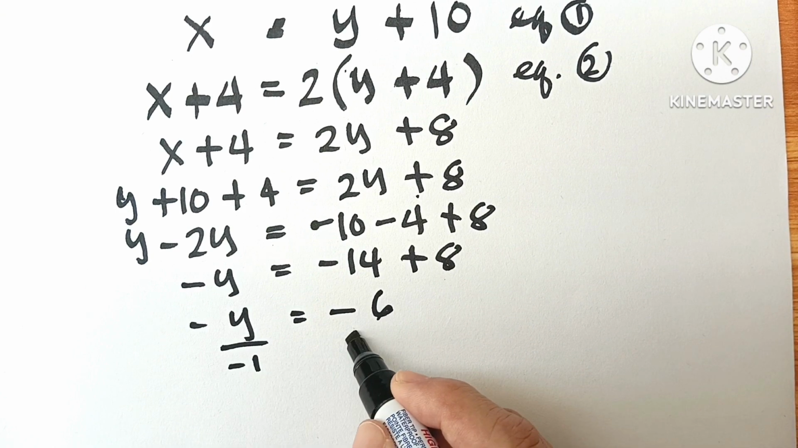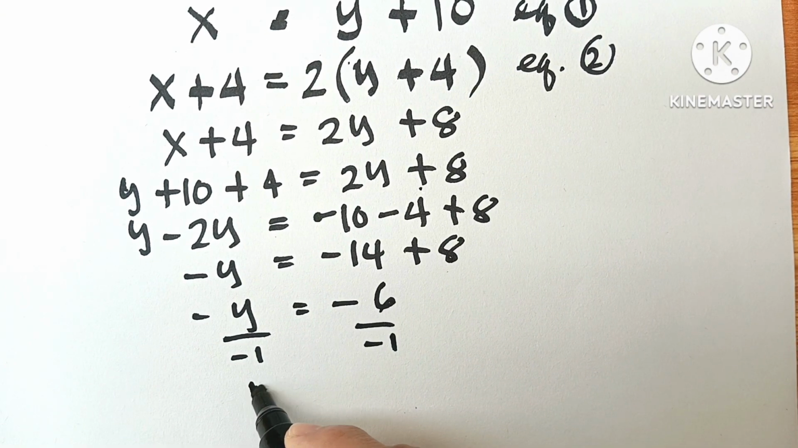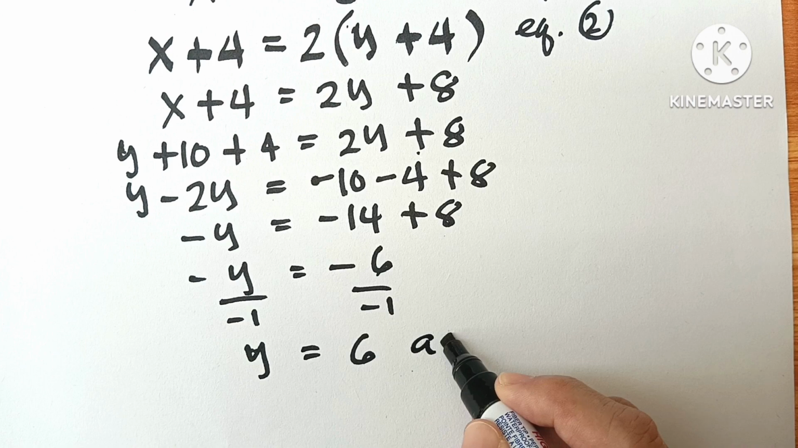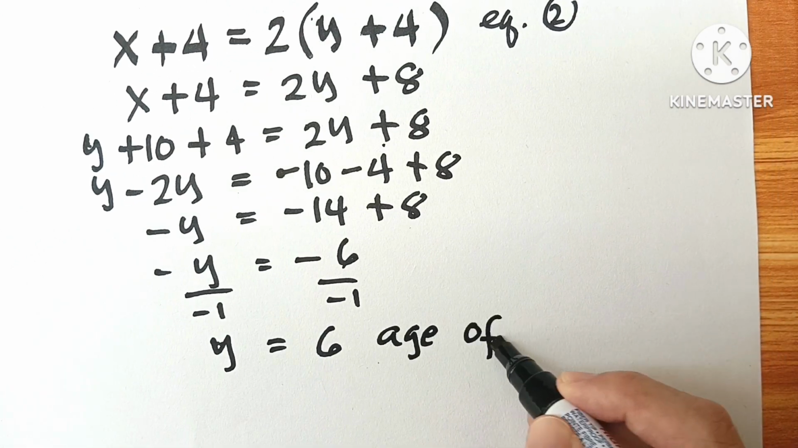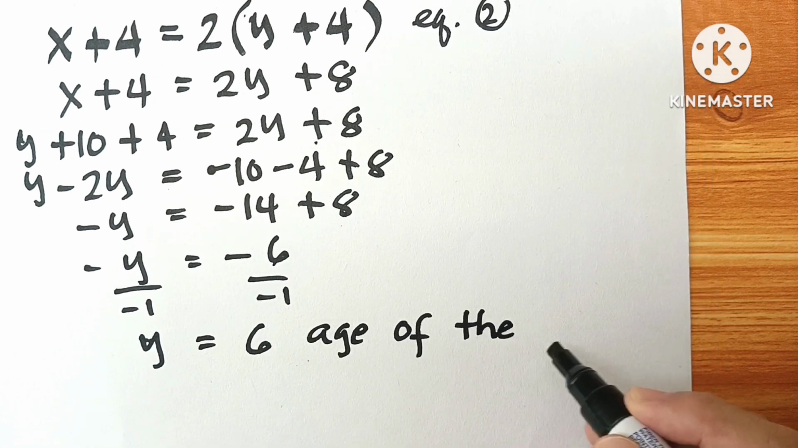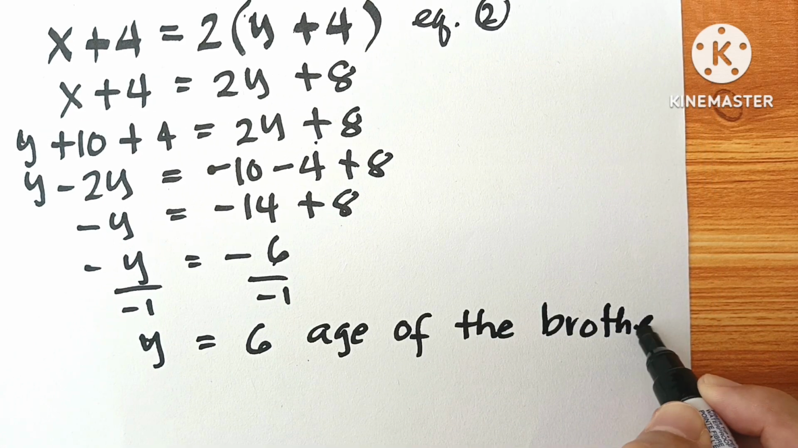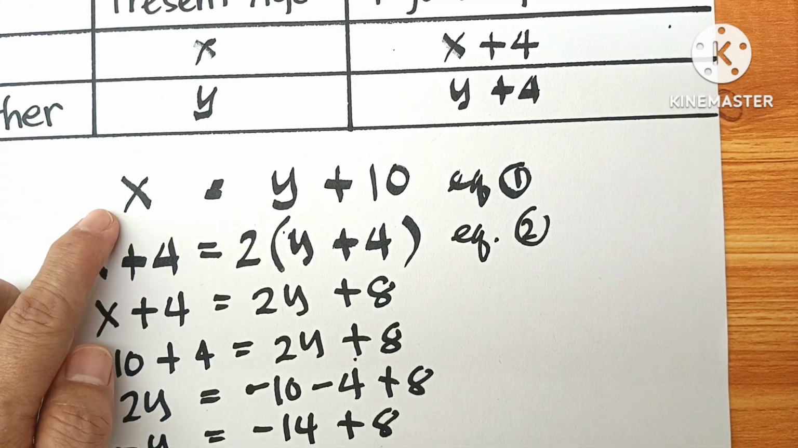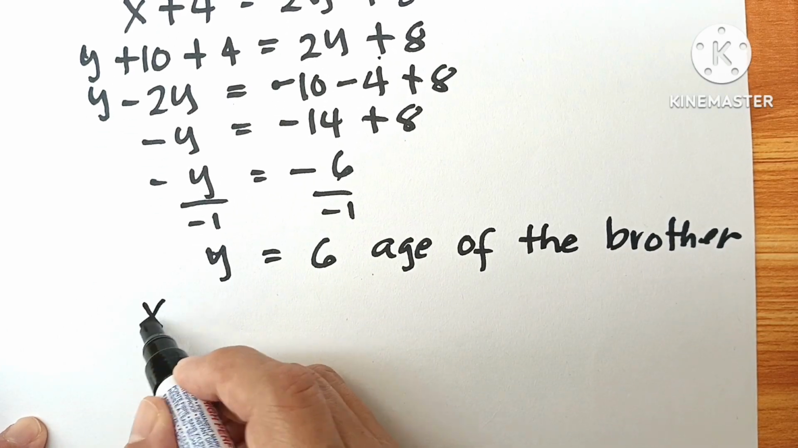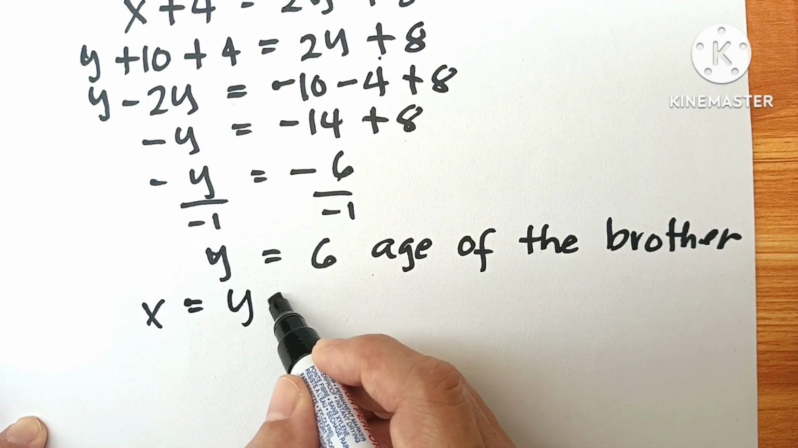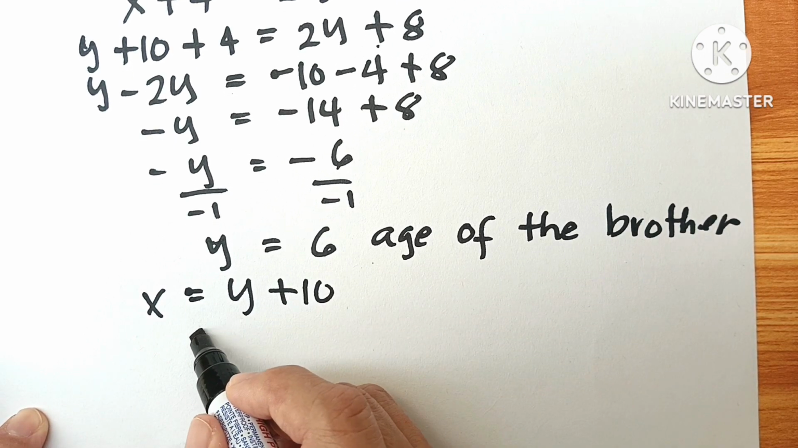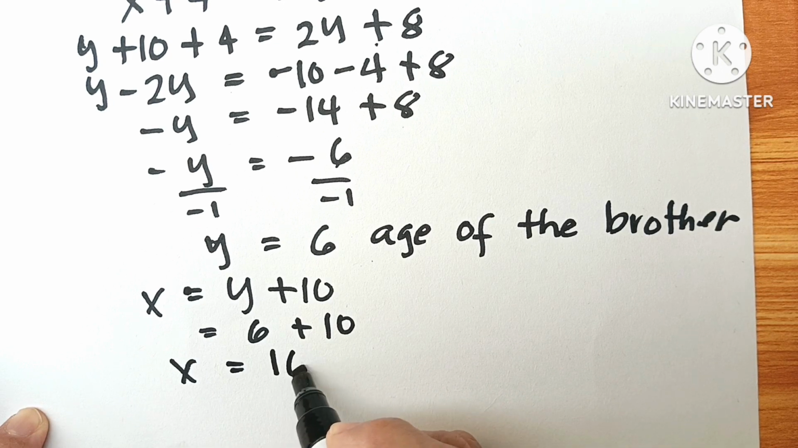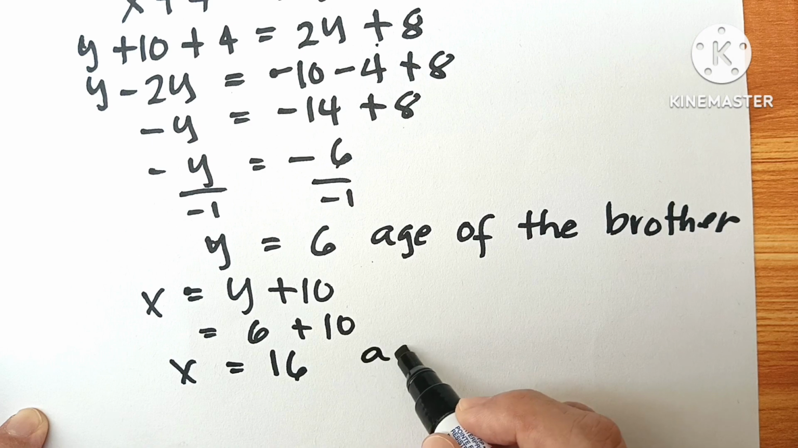Then divide both sides by negative 1. So we get y is equal to 6. Okay? So that would be the age of the brother, no? Now to solve for the age of the boy, we use equation 1, x is equal to y plus 10. Just substitute the value of y. So x is equal to 6 plus 10 or 16. Okay? So that is the age of the boy.